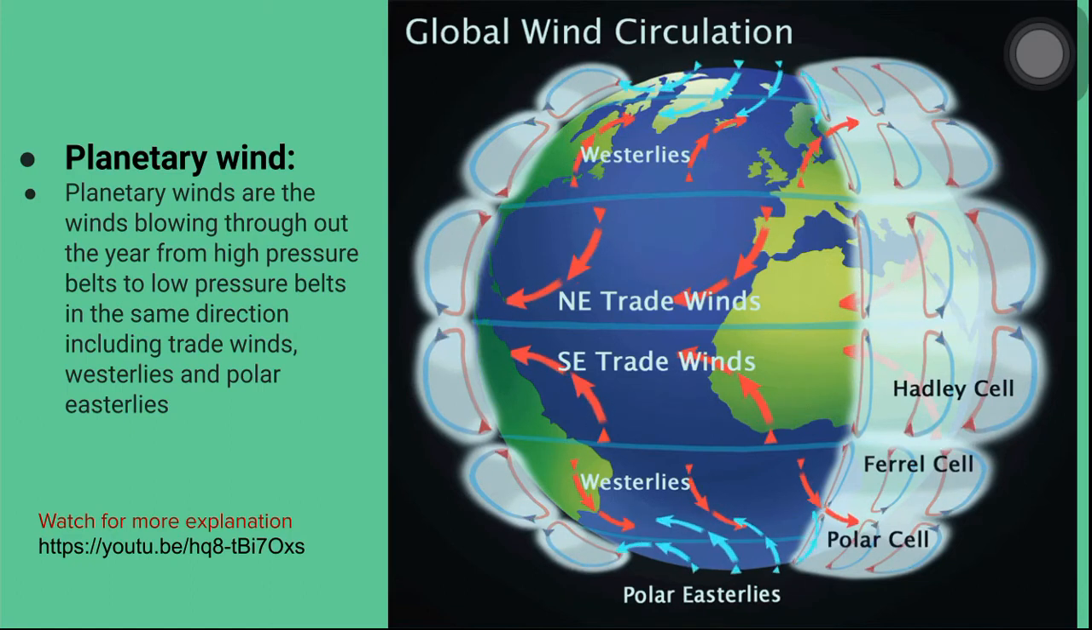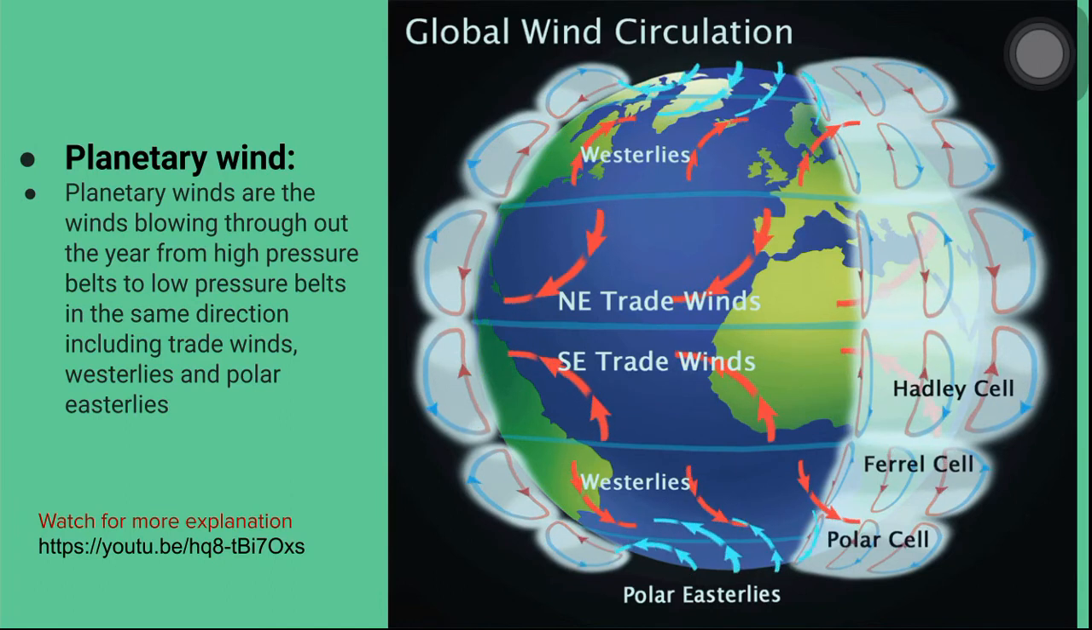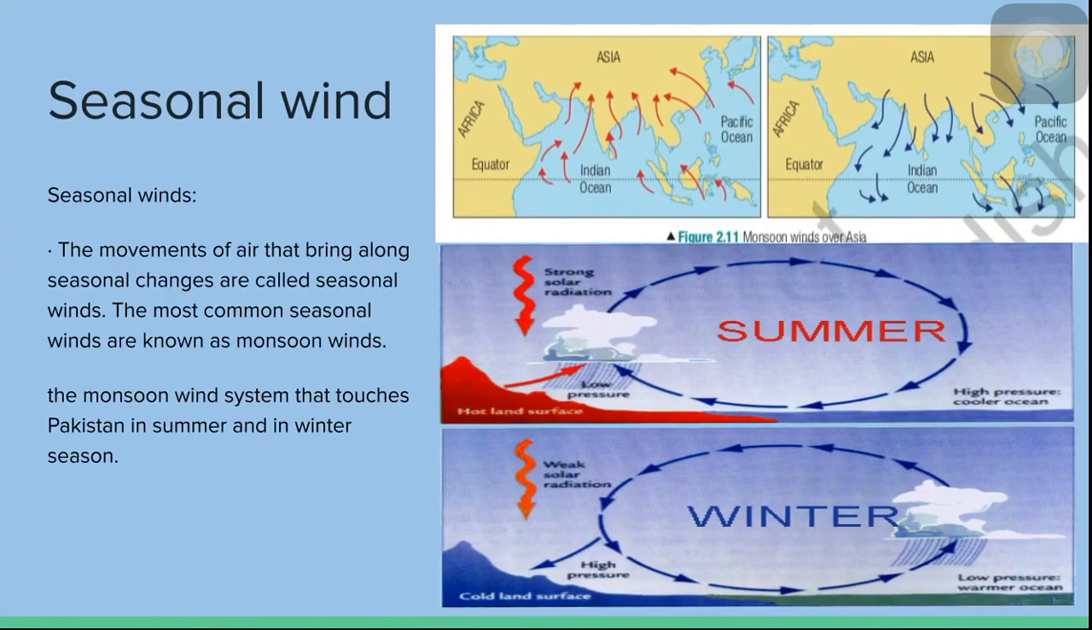In essence, planetary winds help to transfer heat from the equator to the poles so that temperature can be regulated across the earth. Now come to the seasonal wind. The movement of the air that brings along seasonal changes is called seasonal wind. The most common seasonal winds are known as monsoon winds. The monsoon wind system touches Pakistan in summer and in winter.